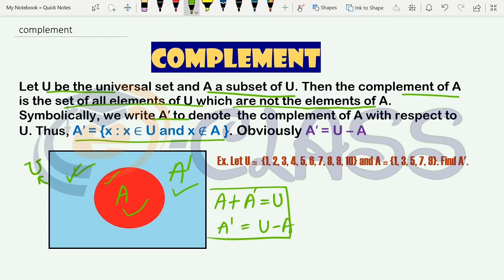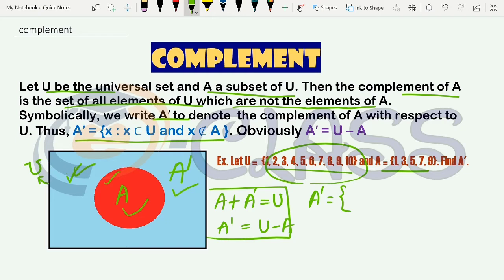Now take an example: U, the universal set, contains the natural numbers 1 to 10, and A contains 1, 3, 5, 7 and 9. You have to find A dash. So A dash contains all the elements of U except the elements of A.